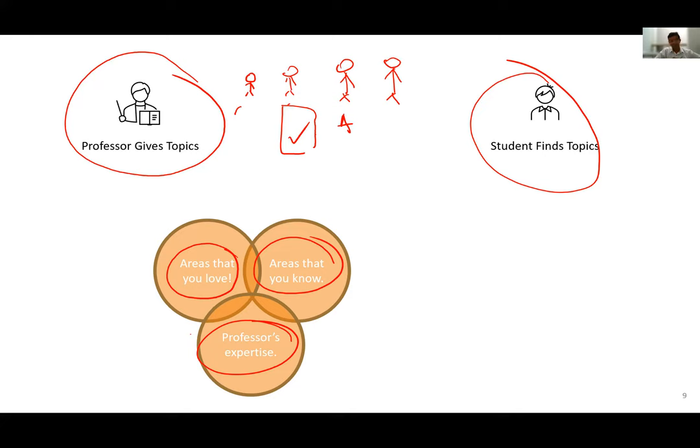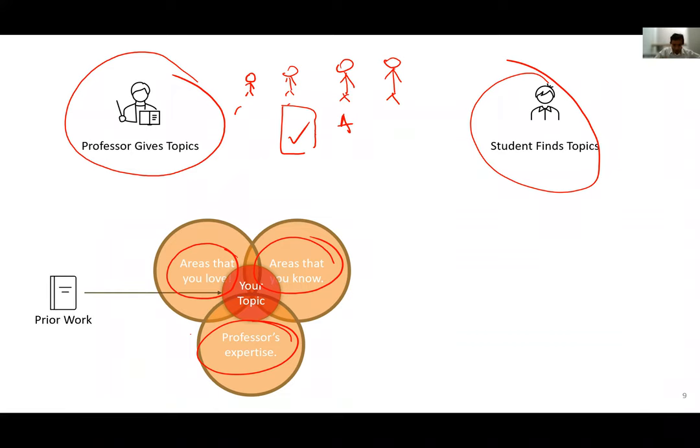A question for you. Where should you locate your topic? Take a couple of seconds to think about it. I think the answer is obvious. You must locate your topic right here at the very middle, where you find the intersection between the areas that you love, the areas that you know, and your professor's expertise. So your professor is also comfortable in the area that you have chosen. This is some kind of formula to find a good topic for you, at least to zero in on the area starting from the theme.